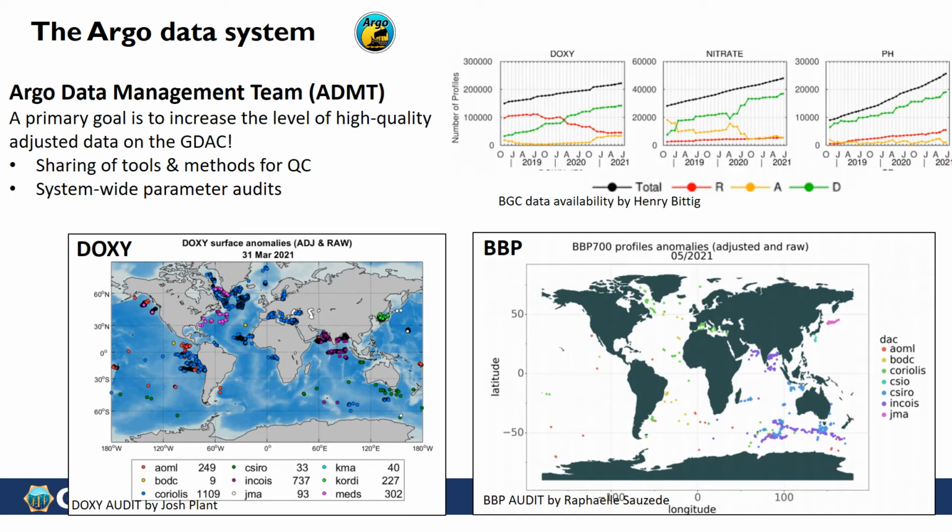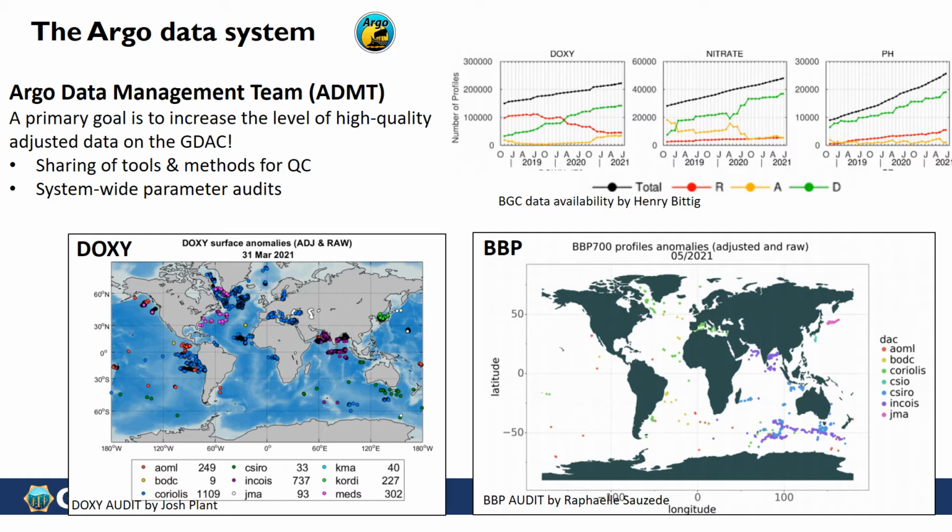One of the main goals of the Argo data management team is to find efficient ways to increase the level of high-quality adjusted data at the GDAC. So there's a lot of sharing of tools and methods for quality control that goes on, as well as the recent development of system-wide parameter audits for key parameters.